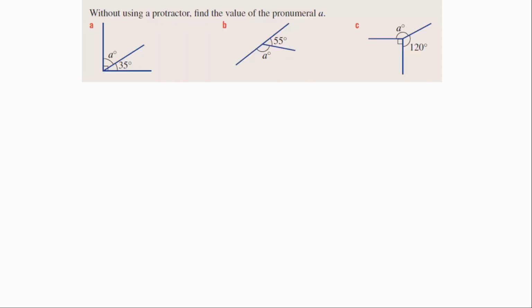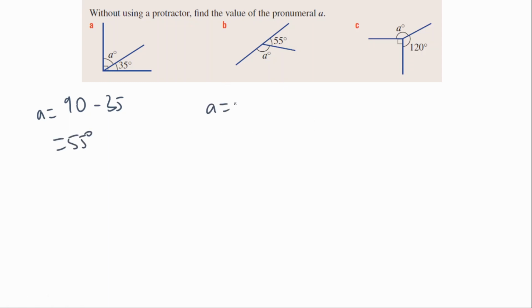So that brings us to a couple of examples. We need to find, without using a protractor, the value of the pronumeral A. In this case, this one will be a complementary angle. It's a right angle, so they add to 90 degrees. So A is just going to equal 90 minus 35, and if you work that out, that will give you 55 degrees. So A would be 55 degrees. Move on to the next one.